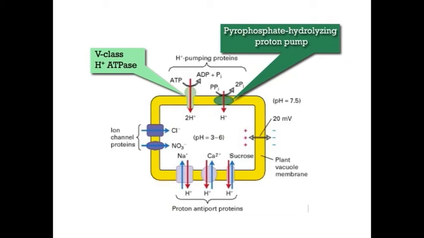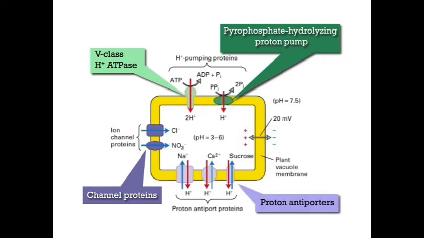The inside positive potential powers the movement of chloride and nitrate ions from the cytosol through the separate channel proteins, which are given in dark purple here. Proton antiporters, which are shown in light purple here, powered by the hydrogen gradient, accumulate sodium ions, calcium ions, and sucrose inside a vacuole.